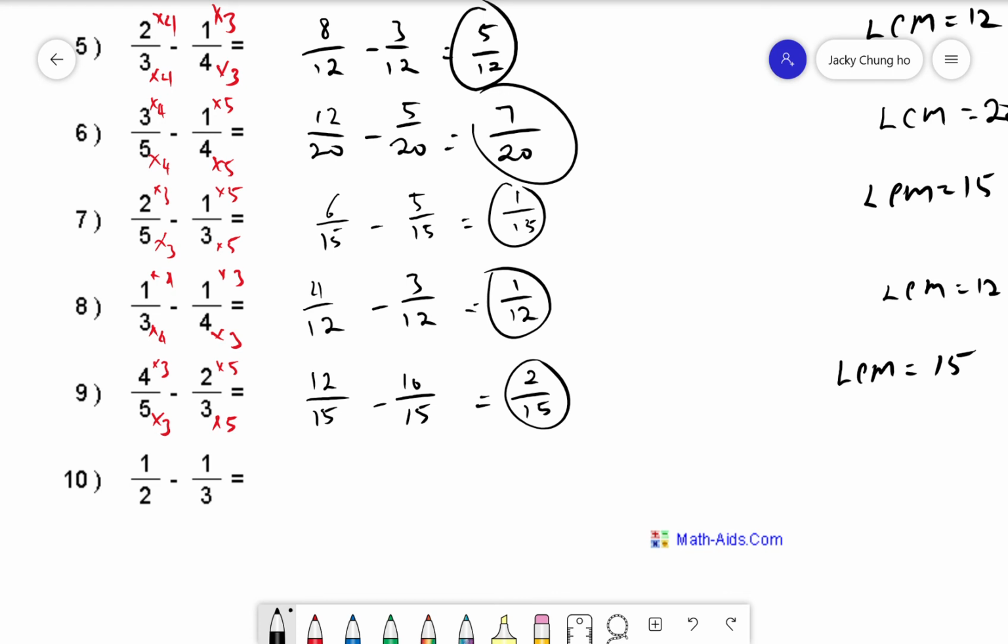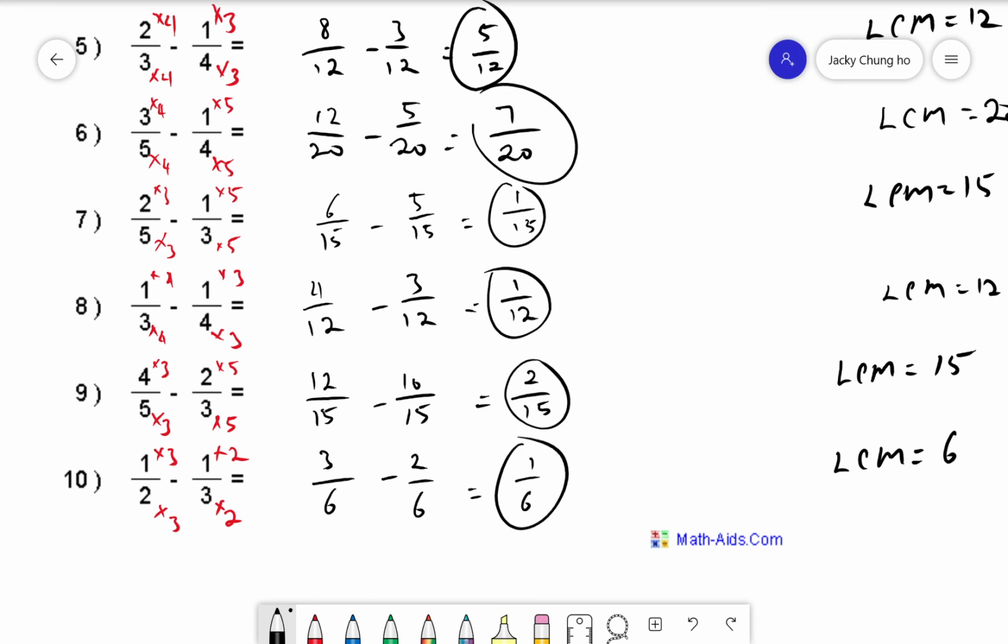Number 10, I have 1/2 minus 1/3, so the LCM will be 6. So 2 will multiply by 3, and 3 will multiply by 2. 1 times 3 is 3 over 6 minus 2 over 6. This will give me 1 over 6 as the final answer.